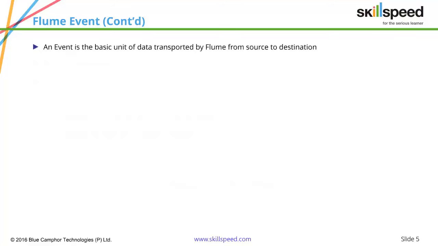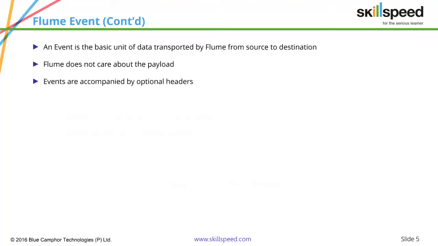Now, an event is the basic unit of data transported by Flume from source to destination. As explained before, Flume doesn't really care about what is inside an event, and events can have optional headers. So in case you're collecting log files, then an event is a single line in a log file entry, because that is the smallest unit of a log file that can be carried by Flume. Or in case you're collecting Twitter data, then an event might be the generation of a single tweet.